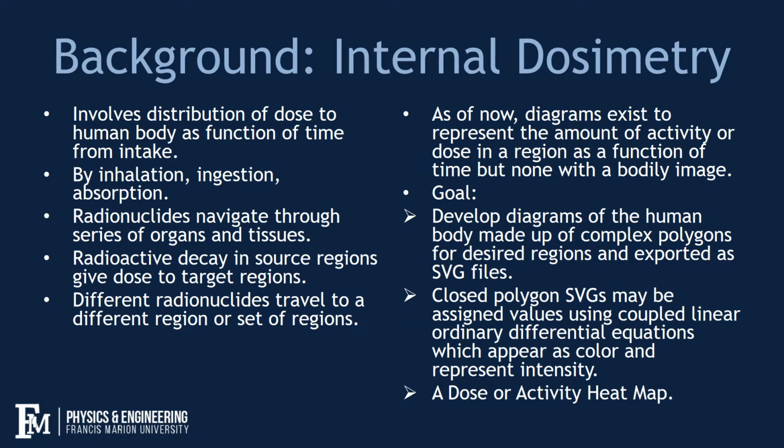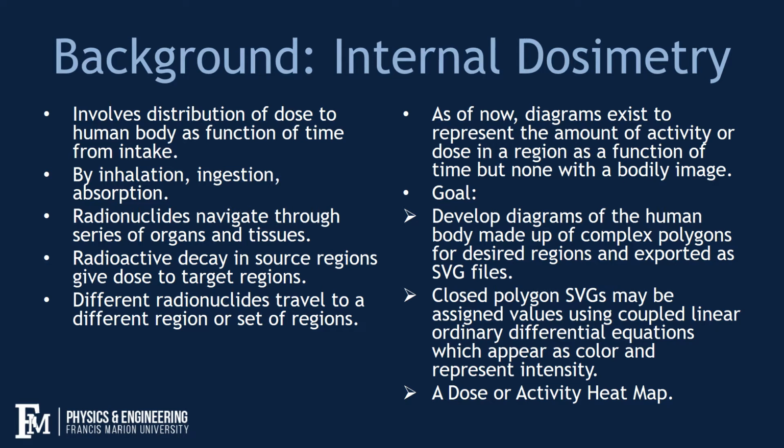To begin this presentation, first I'd like to go through a quick background of what internal dosimetry is for those who don't know. Basically, this involves the distribution of dose to the human body as a function of time from intake of radioactive material. There are three main modes by which this occurs, which is inhalation, ingestion, and absorption. From these, the radionuclides, which enter the body, navigate through a series of organs or tissues, and radioactive decay, because of this material, gives a dose to these target regions.